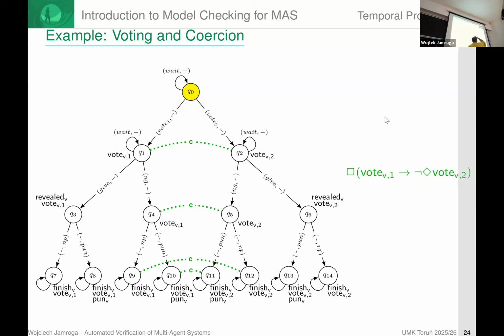So how about this? For all paths, it is always the case that if we have vote V1, then we don't have vote V2, and we don't even have it in any finite amount of steps. Yes, because, well, it's easy in this graph to check all the paths where we reach a vote for candidate 1 at some point. So it's this half, basically. And in none of the states we have vote V2, even if we move on a little bit further.